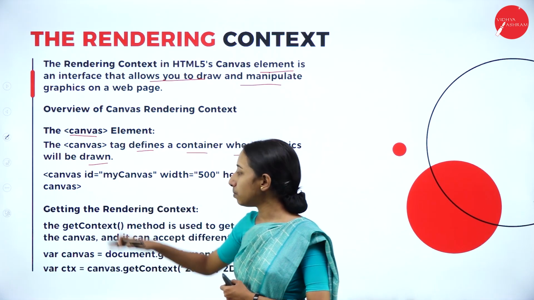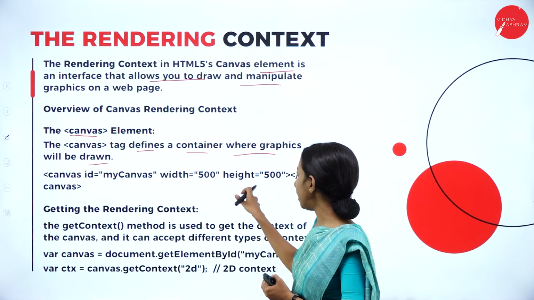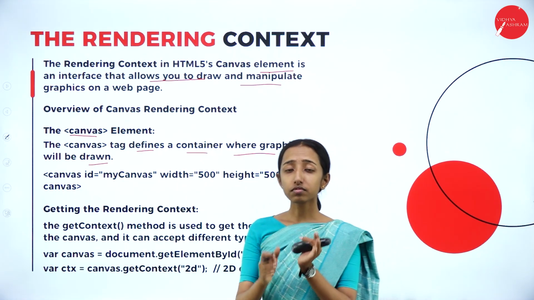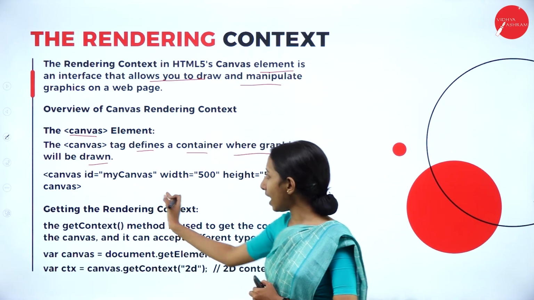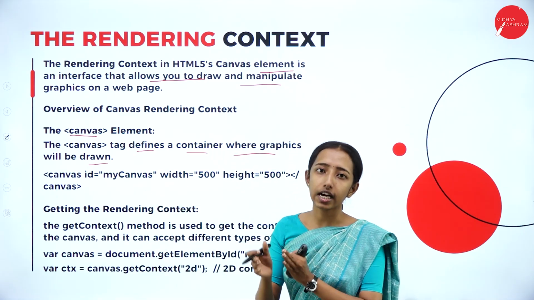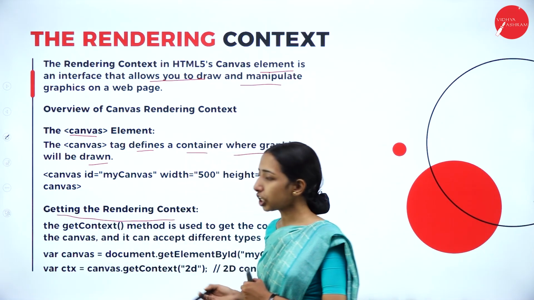Here the ID means it is a unique thing we are giving, and the width is 500 and height is 500. So this will give you a container of height and width 500 and the attribute having the ID my canvas.